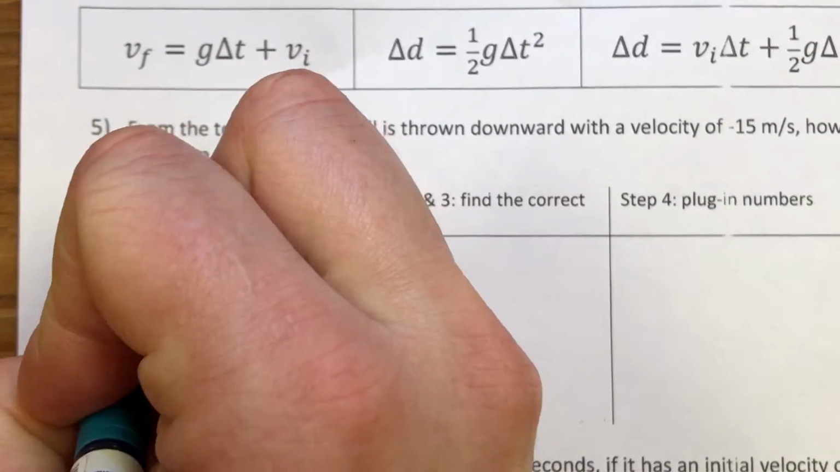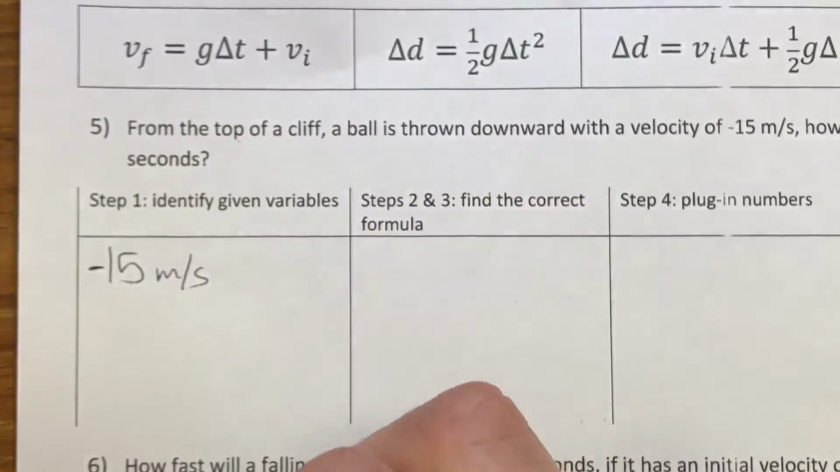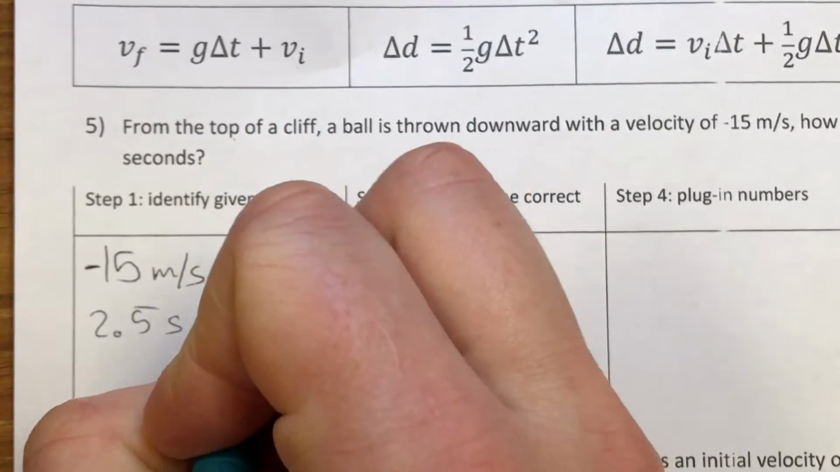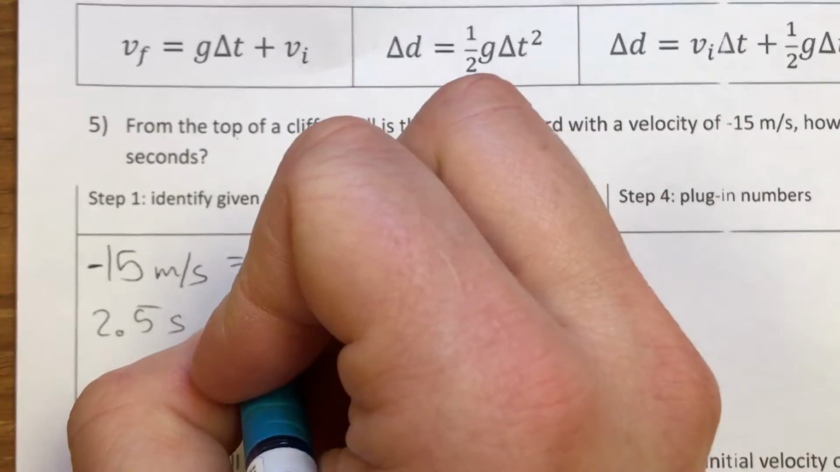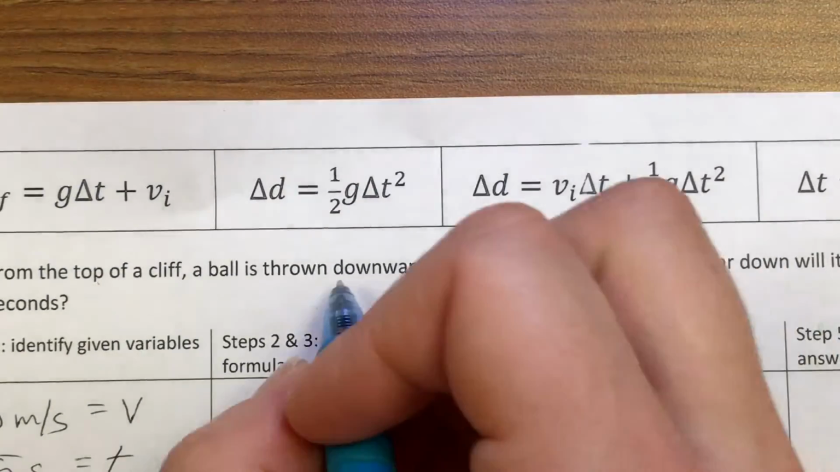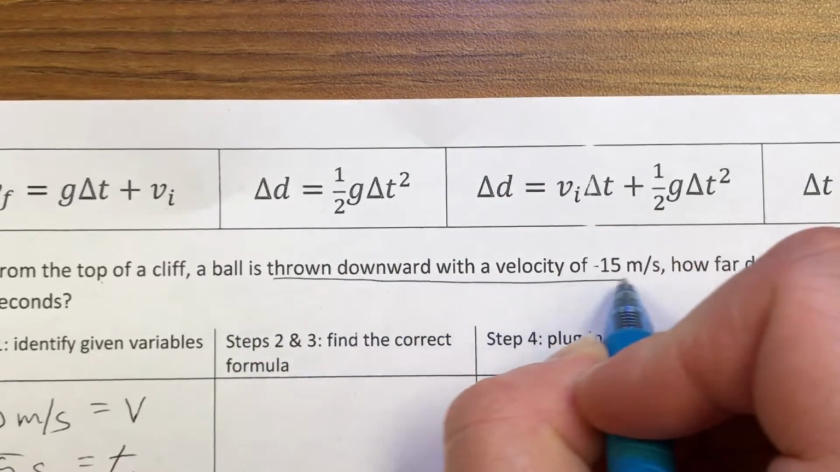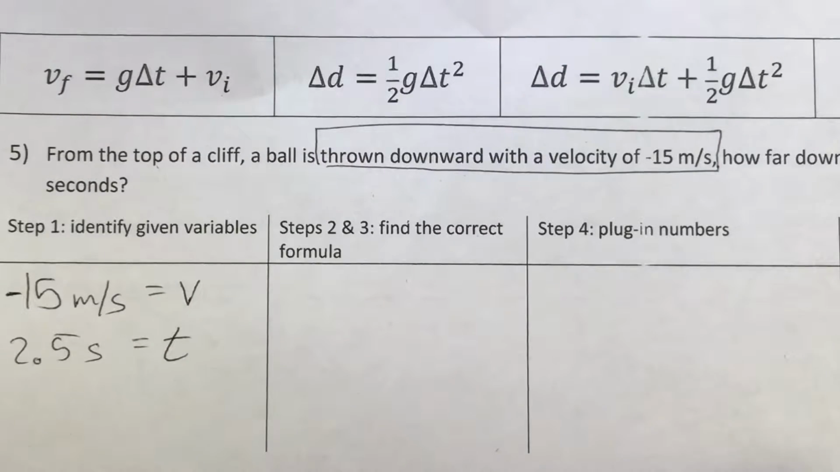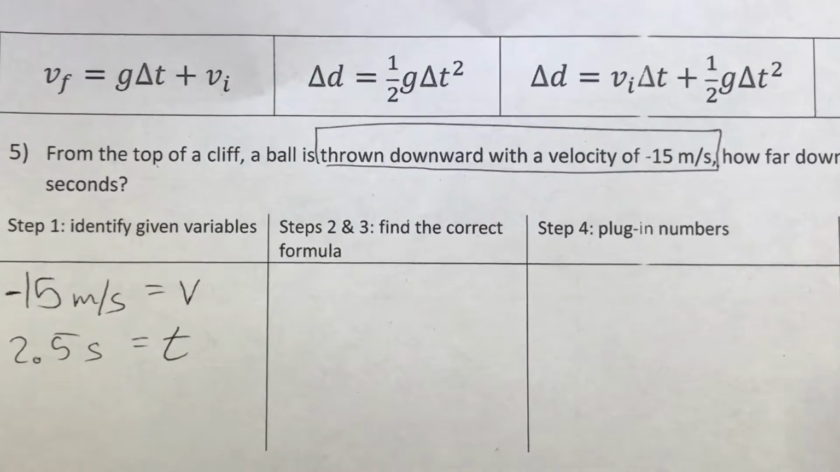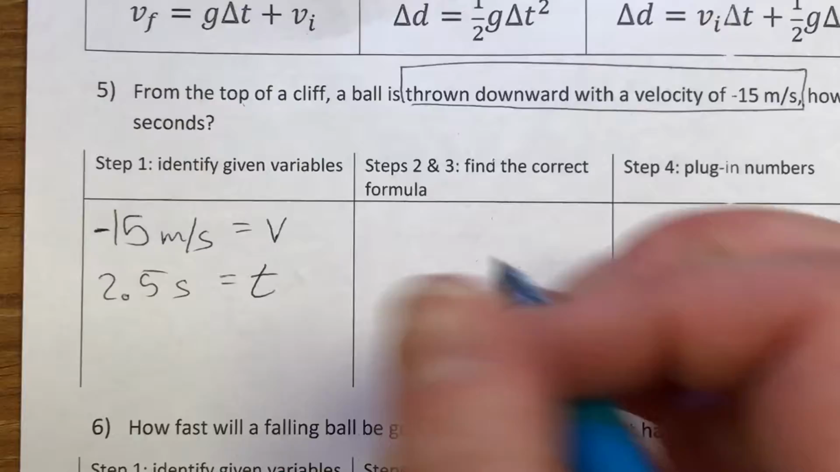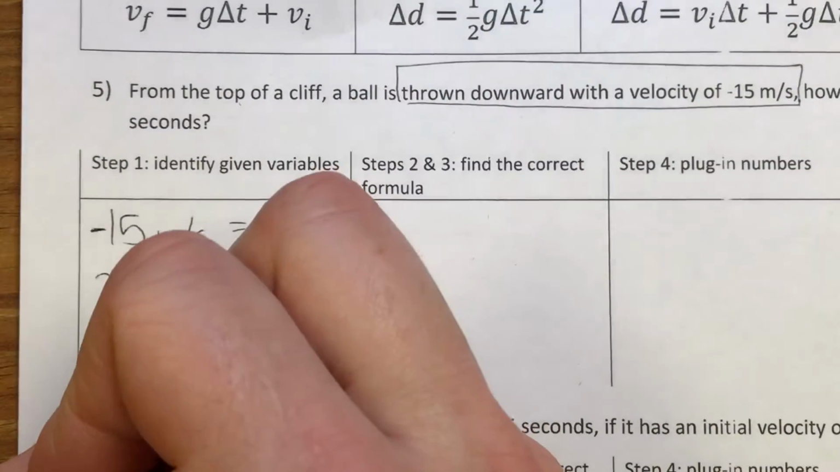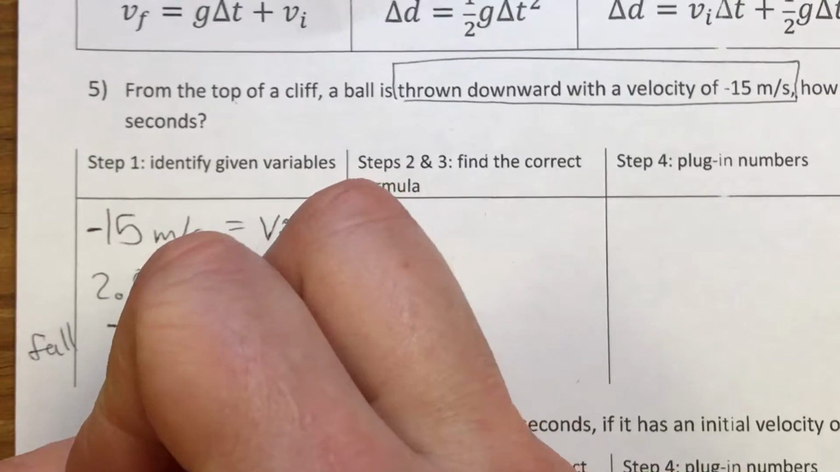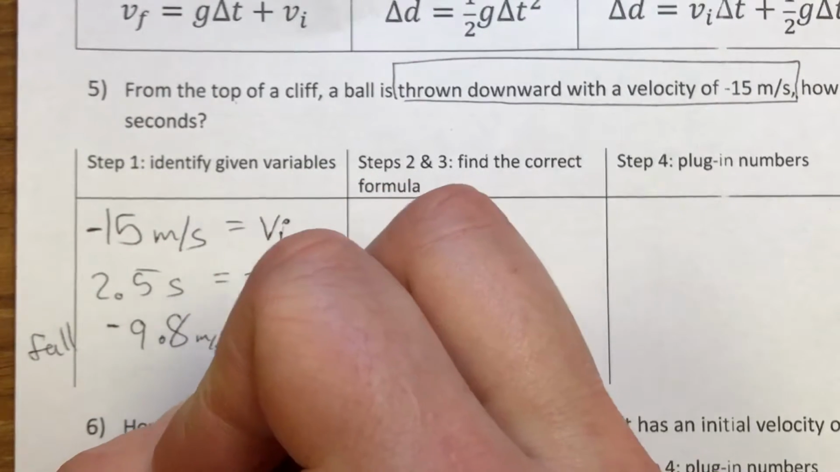So we have a negative 15 meters per second, a 2.5 seconds. Seconds measures time. Meters per second measures velocity. Okay? It is thrown downward with a velocity of negative 15. It's not saying it has a velocity of negative 15 after so much time. It's saying it is thrown with that velocity. So that is going to be an initial velocity. We know that we're dealing with something that's falling, so gravity is involved, negative 9.8 meters per second squared for gravity.